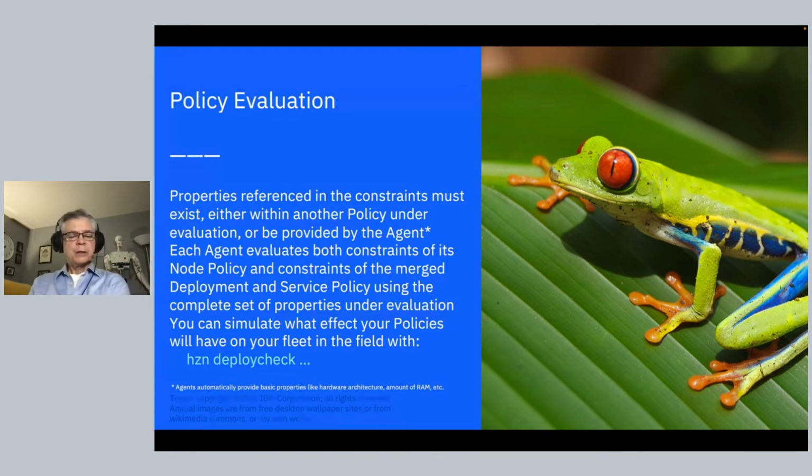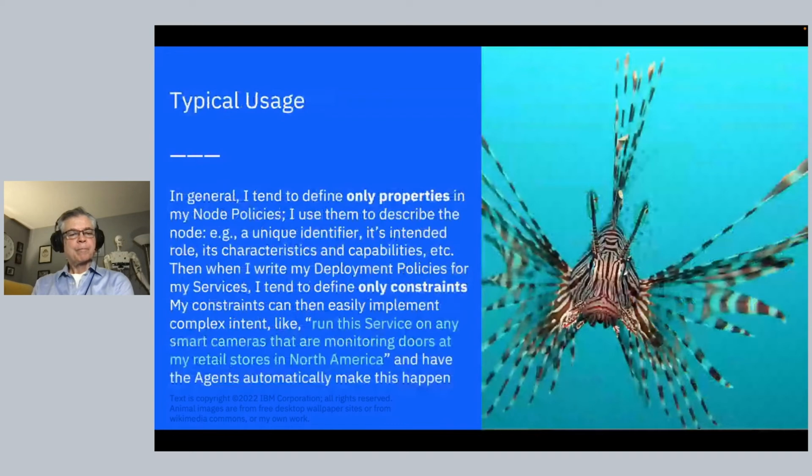And because that's relatively complex, there's another tool that you can use to simulate what effects a policy will have on your fleet in the field, by using hzn deploy check and specifying which policies you should evaluate together. It will tell you which machines in your fleet it will deploy to if you publish that policy.